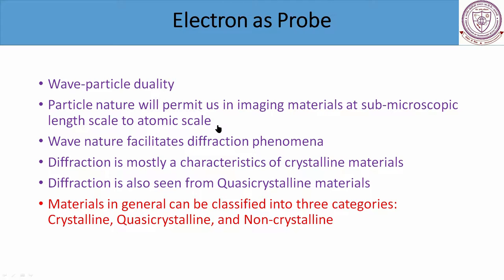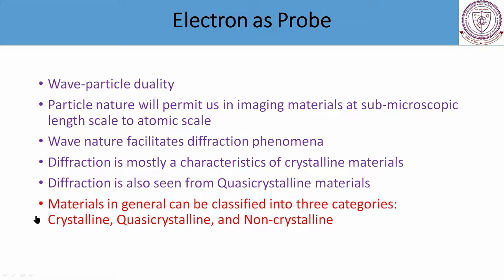Diffraction was supposed to be characteristic of crystalline materials prior to 1984. But after 1984, with the seminal discovery of quasi crystals, people started talking about how diffraction can also be seen from quasi crystalline materials. So when I'm talking to you today, if I have to say how many atomic orders are possible, then I'll be saying that in materials in the solid state we'll have crystalline, quasi-crystalline, and non-crystalline state. Now we shall be going to the next slide.